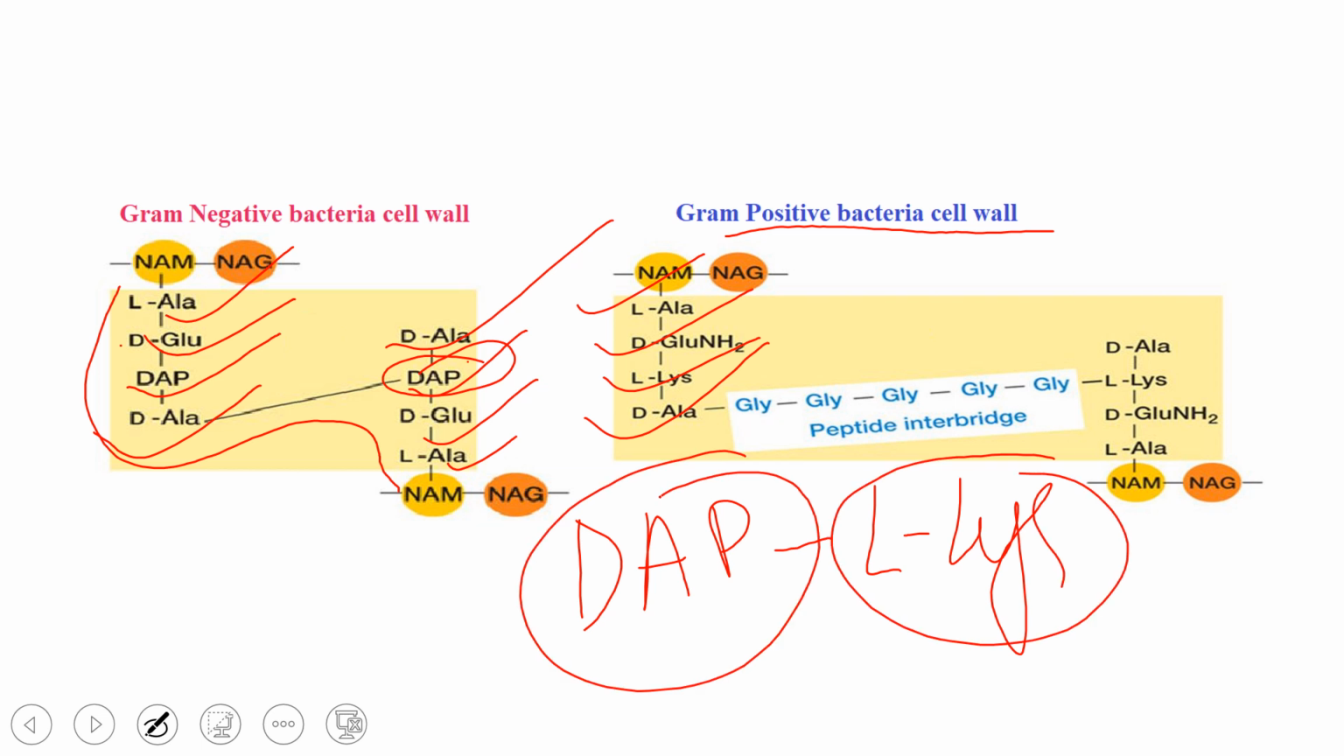And another distinct thing is that in the gram-positive bacteria there is the peptide interbridge. So this is the glycine, and the interbridge is formed. So there will be the pentaglycine, 1 2 3 4 5. So this is the chemical composition of the peptidoglycan in the gram-positive and the gram-negative bacteria.